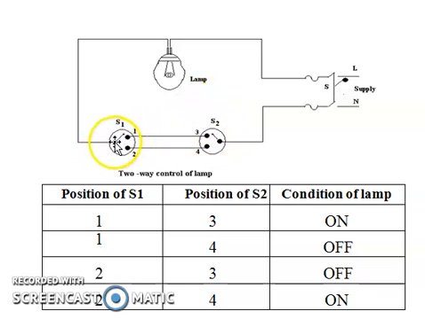Suppose switch S1 is at position number 1 and S2 is at position number 3. See now, the power supply will go like this and complete the circuit. The power supply is already there to the lamp, and if you complete the supply, the lamp will be in the on condition. You can see the table below for your reference: when S1 is at position number 1 and S2 is at position number 3, the condition of the lamp is on. That I am going to show you.